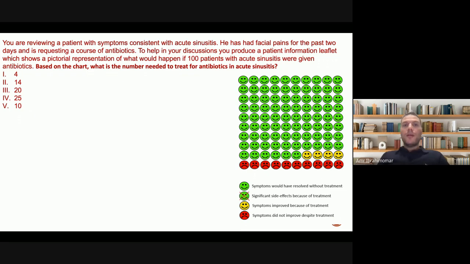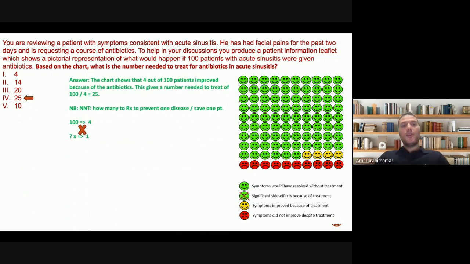So, number needed to treat, how you can calculate it here. You are treating 100 to save 4 faces or 4 lives. So how many you treat to save 1? Very easy, 100 over 4, so it will be 25. And here is the calculation. We are treating 100 to save here 4. So how many to save 1? So 100 over 4.